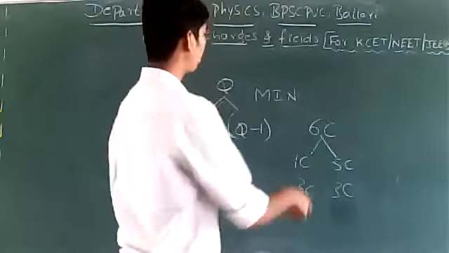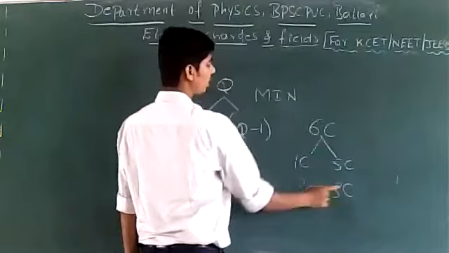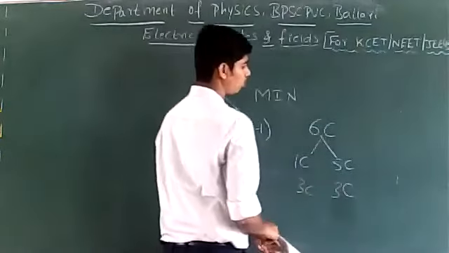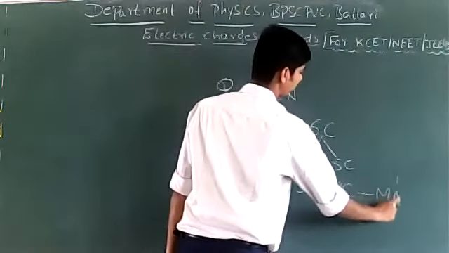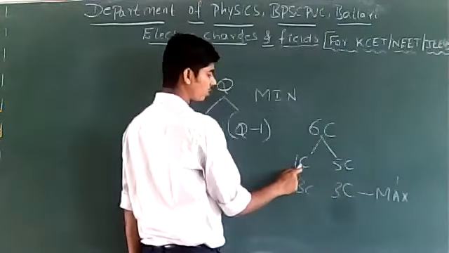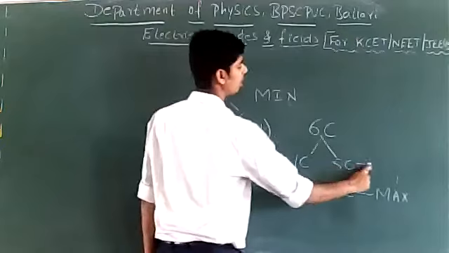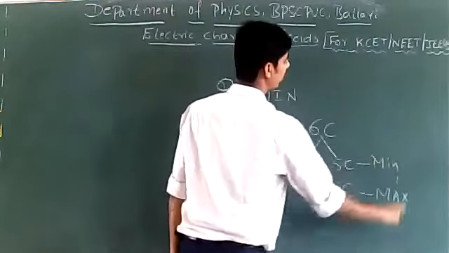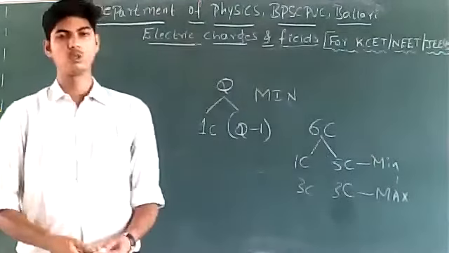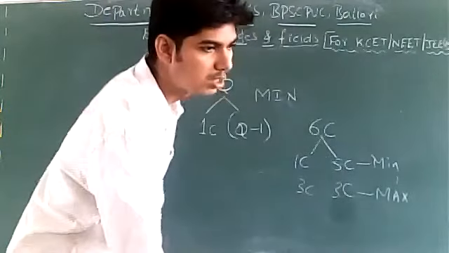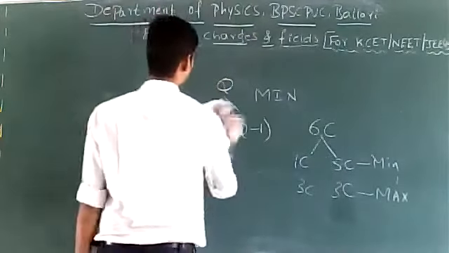So if a charge is equally divided into two parts, then the force between those two parts will be maximum. And if a charge is divided as 1 coulomb and 6 minus 1 coulomb, that is 5 coulomb, the force between them will be minimum, right? So this is the condition for maximum and minimum force between the two charges.